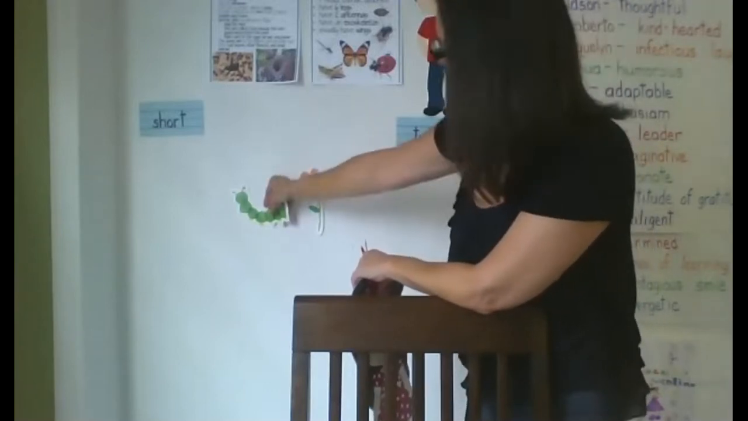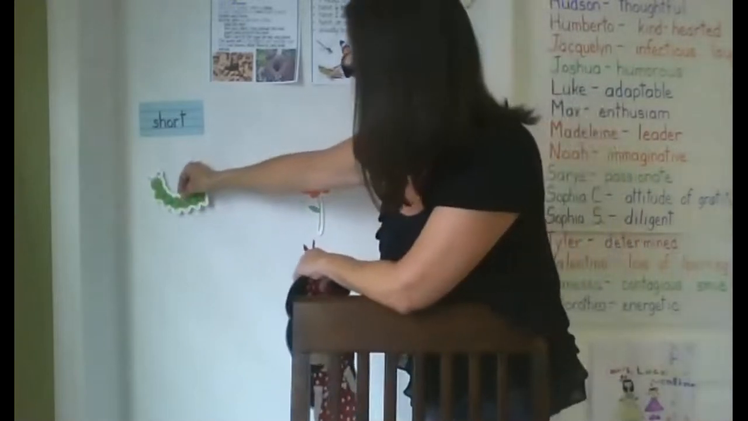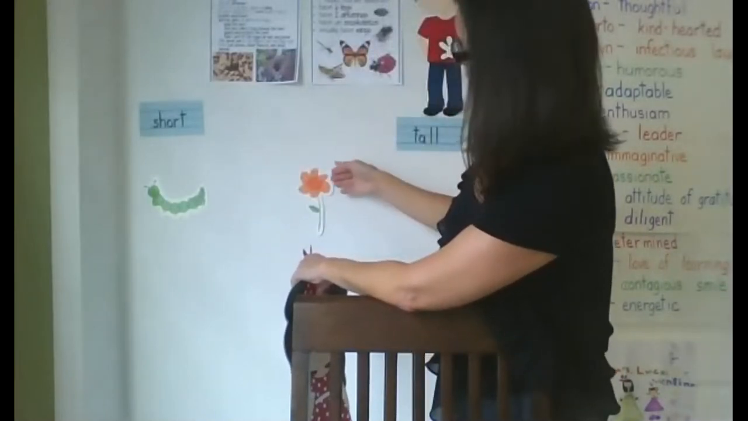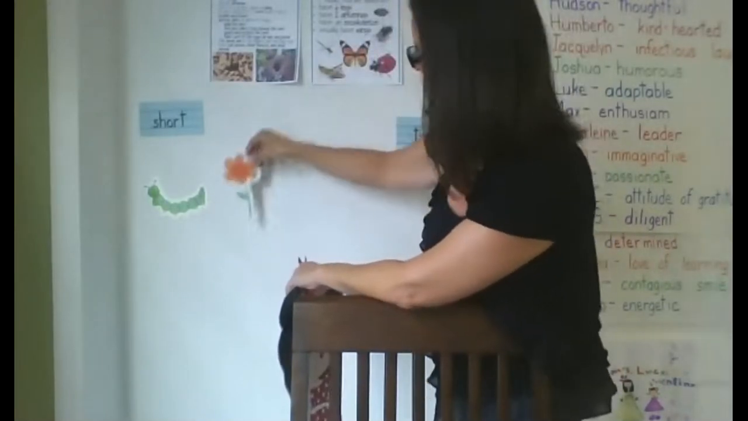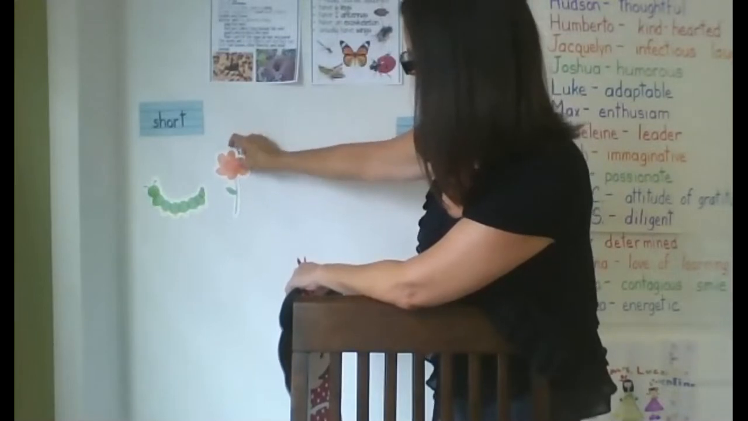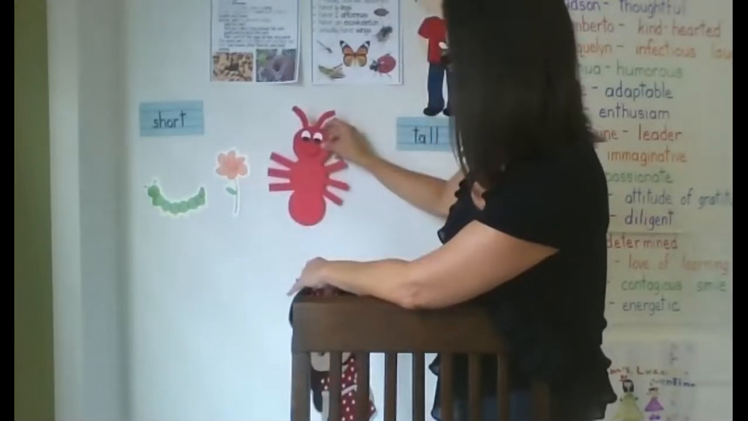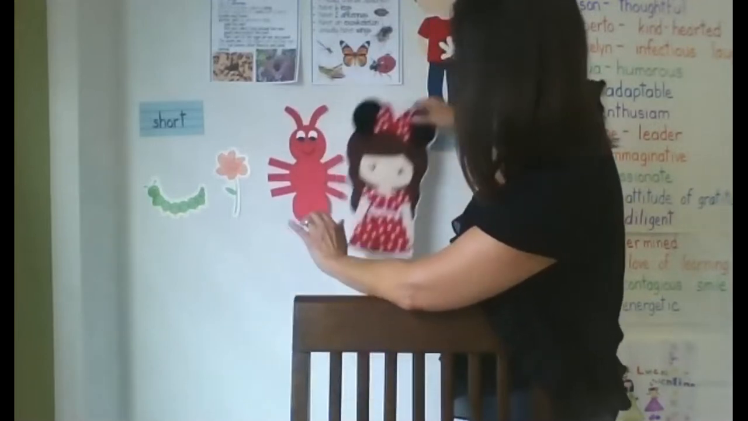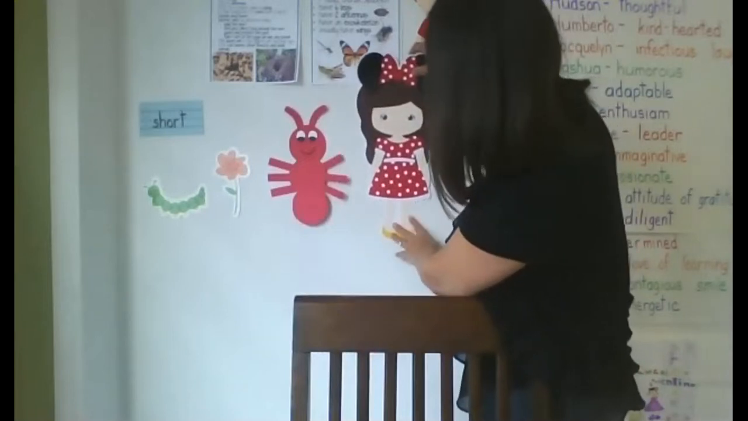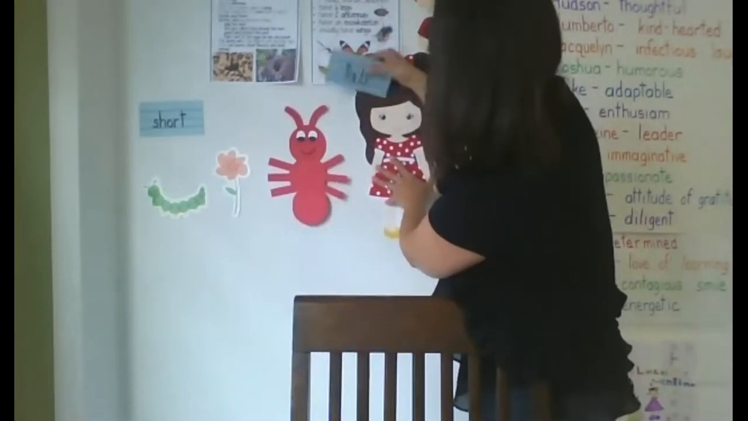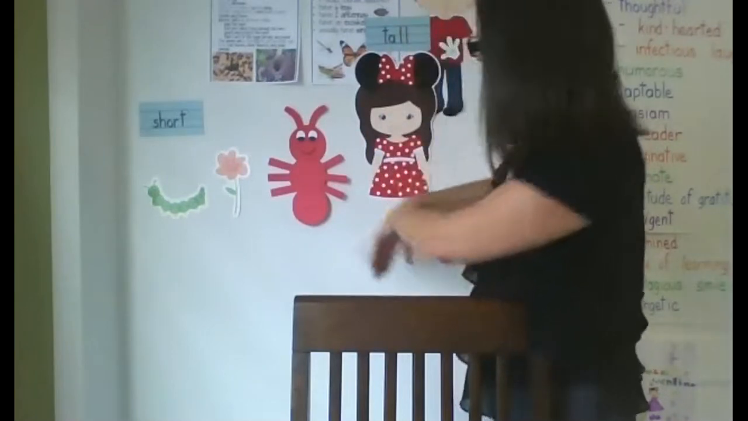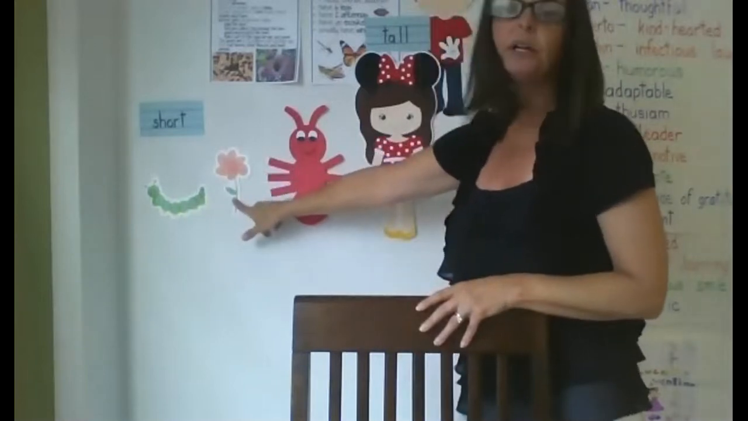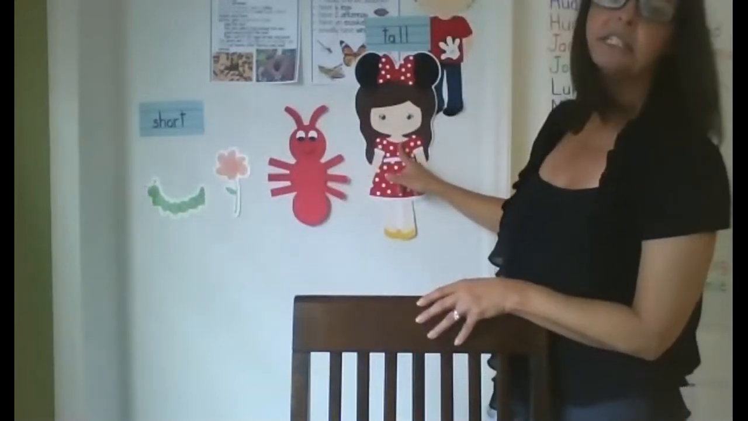That's right, the caterpillar. So if I was going to organize these from shortest to tallest, I think I would put my caterpillar first, then my flower, and then my ant, and then my tallest girl would be up here. Okay, so we did short to tall. So the caterpillar was the shortest, then the flower, then my ant, and then my little Disney girl here.